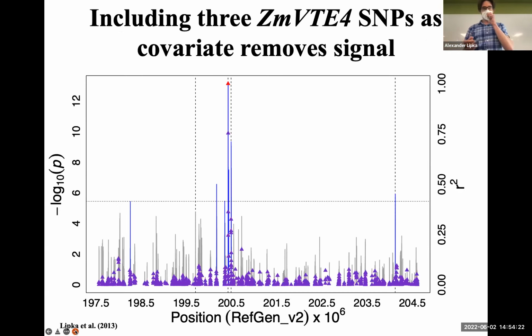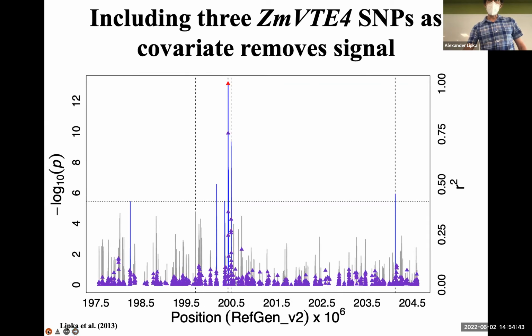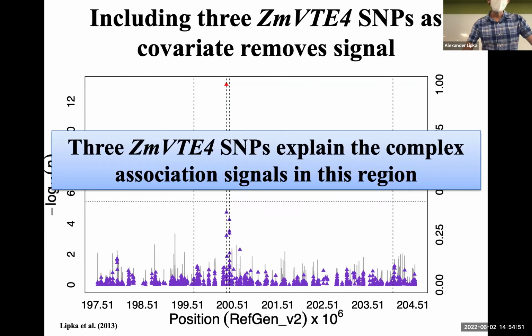And we reran our original GWAS with those 3 SNPs included as covariates, and the entire signal disappeared. Similar finding to what we saw in soybean, right? So if you toggle back and forth, we see that all of our signals, including these 2 ones out here, way off in the distance, right? They totally go away, right? So that suggests that these 3 SNPs in this candidate gene explain the complex association of signals in these regions.